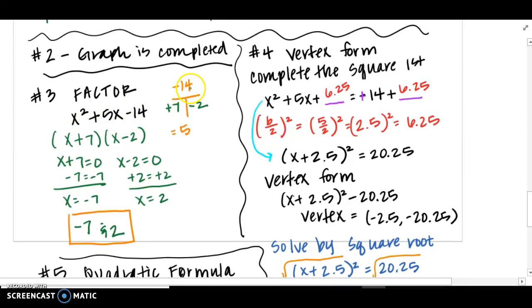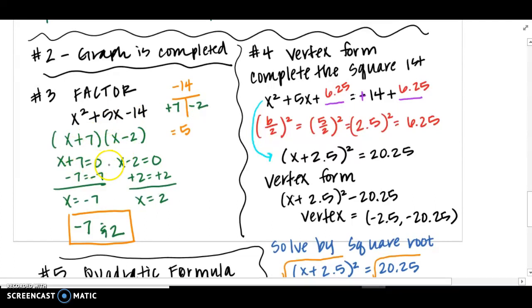I'm looking for factors of negative 14 that are going to give us a positive 5 in the middle. So I need a positive 7 and a negative 2. I can't have negative 7 and positive 2 because that would have given us a negative 5. So I set up my two parentheses, x plus 7 and x minus 2.